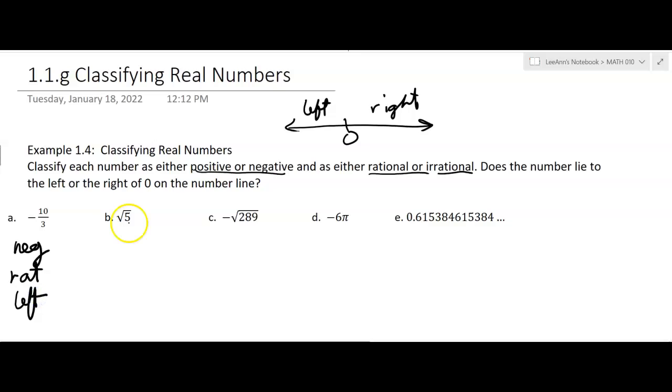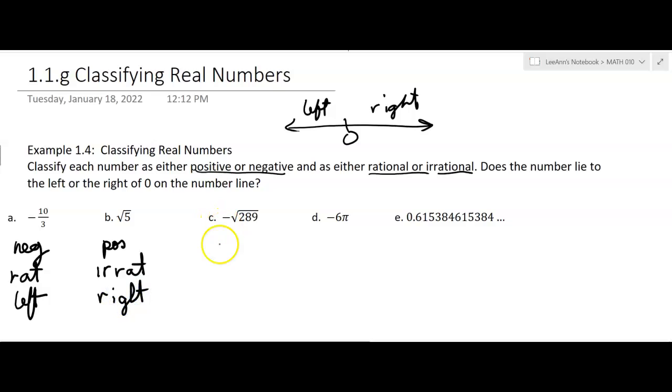Okay, B, the square root of 5. That is going to be positive because there's no negative in front of it. It is irrational because you can put it in a calculator and it's going to be like 2 point something. There's no number times itself that's 5. Since it's positive, it's going to be to the right of 0.